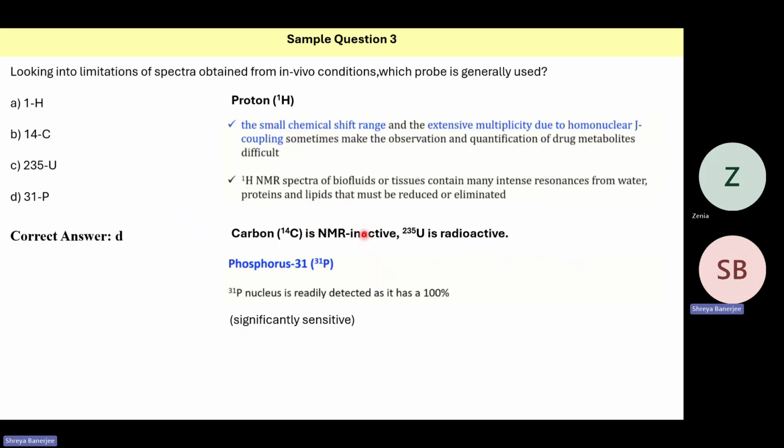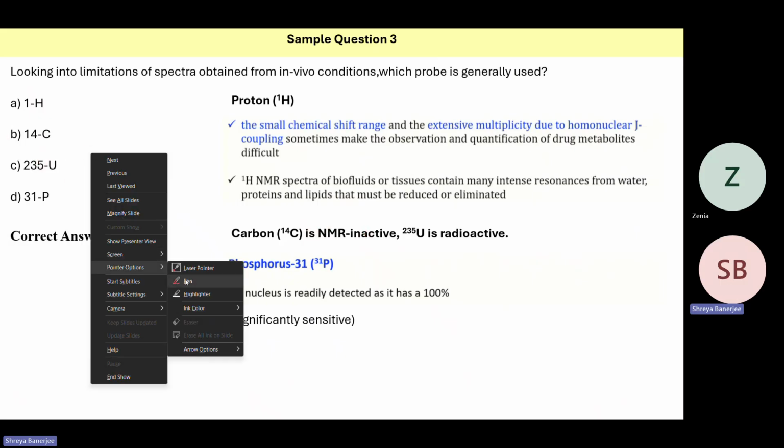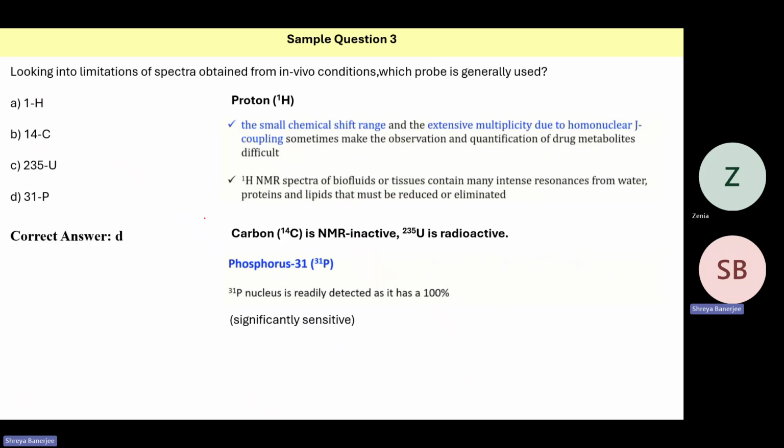14C is NMR inactive. We saw that if the mass number and atomic number are both even, the nucleus is NMR inactive. And we know 14C, the atomic number is 6. So both mass and atomic number are even, so it is NMR inactive. 235 uranium is radioactive. You cannot use a radioactive isotope, it will harm the body.